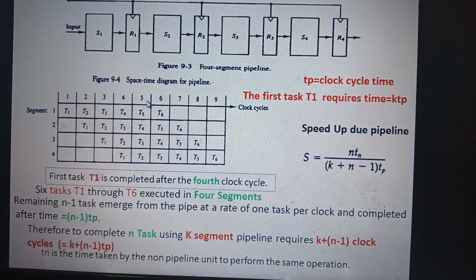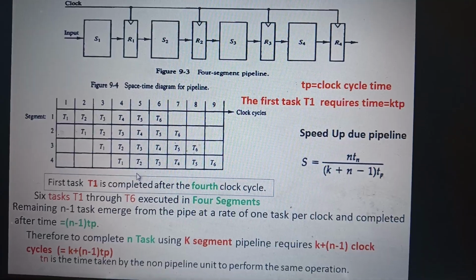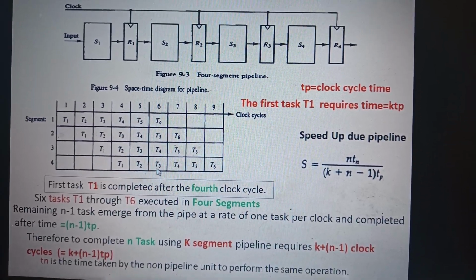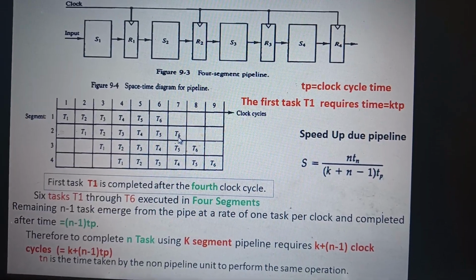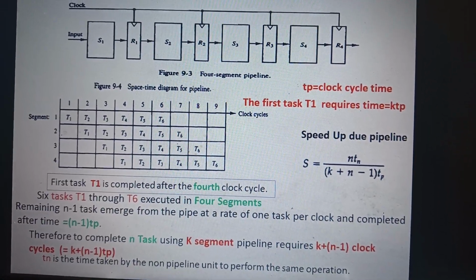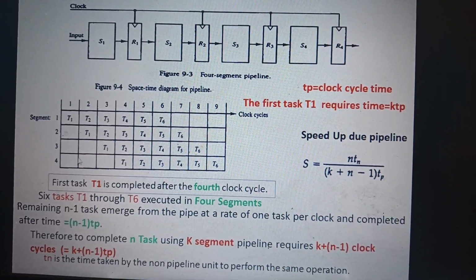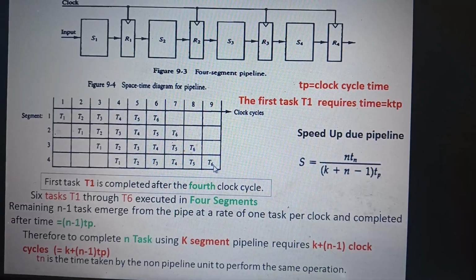Okay, in the fifth clock cycle, same thing, T5 will enter, so T2 will be here. In the sixth clock, T6 will enter, the T3 will be here. So then, okay, assume that we have given only 6 tasks, like this, totally 9 clock cycles it requires. 9 clock cycles we require here.